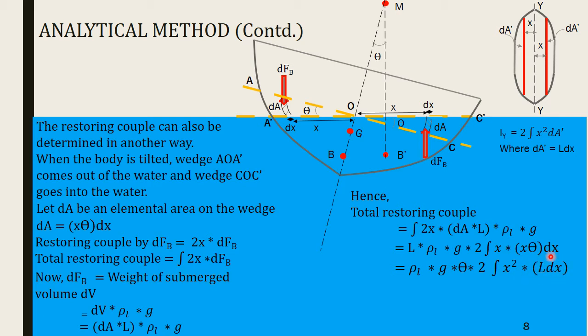Why I have taken L inside is that L dx stands for dA dash, and 2 times integral x squared dA dash stands for Iy. So I can rewrite this equation as rho L into G into theta into 2 into integral x squared dA dash. 2 into x squared dA dash is nothing but Iy, that is the moment of inertia about the y-axis. And so I get the total restoring couple to be rho L into G into theta into Iy. This has been marked as the second equation. This is also the restoring couple. So what we earlier found as FB into BM into theta is the same as rho L into G into theta into Iy.